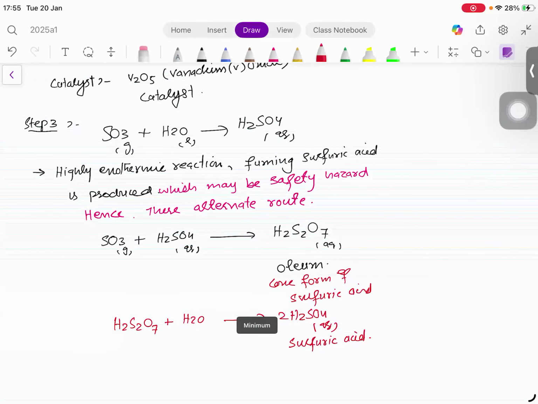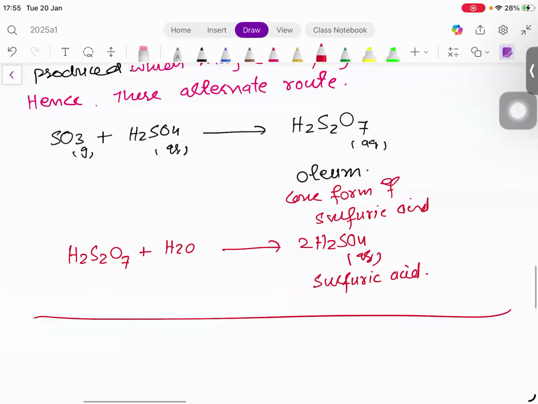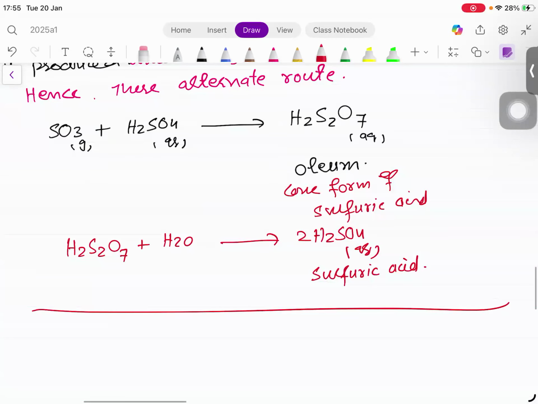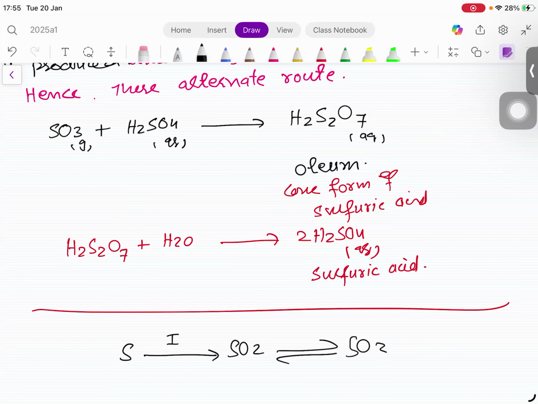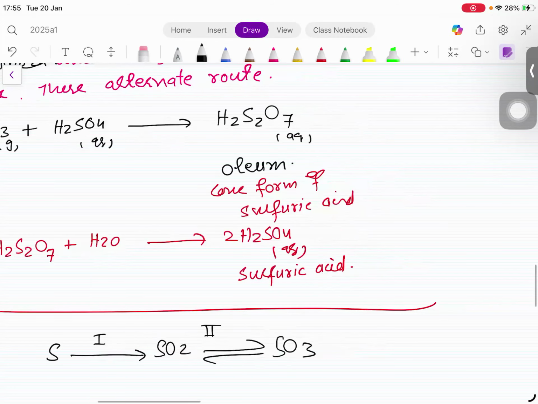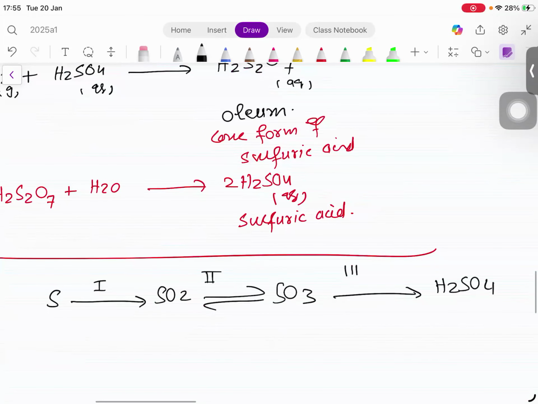There are actually three steps. Now I sum it up. Sulfur in the first step turned into what? Sulfur dioxide. That is step one. In the second step, which is reversible, sulfur dioxide turned into what? Trioxide. In the third step, the sulfur trioxide has to be turned into what? Sulfuric acid. But going direct is risky.